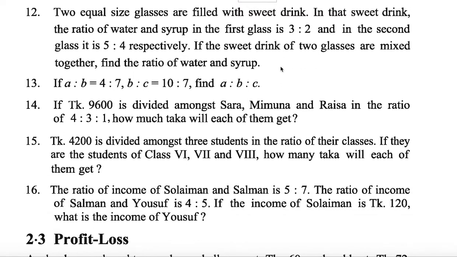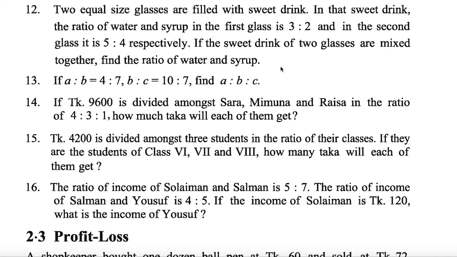Okay, right. Two equal sized glasses are filled with sweet drink. In that sweet drink, the ratio of water and syrup in the first glass is 3:2, and in the second glass it is 5:4, water and syrup. If the sweet drink of 2 glasses are mixed together, find the ratio of water and syrup. Oh, little bit tricky, right? Equal size glasses are filled with the sweet drink.